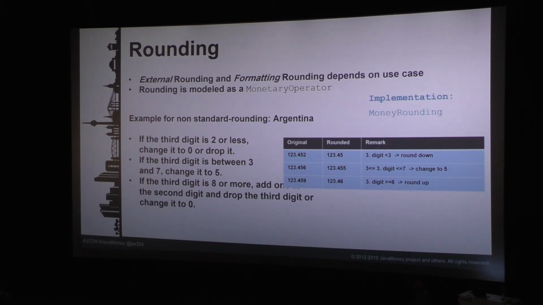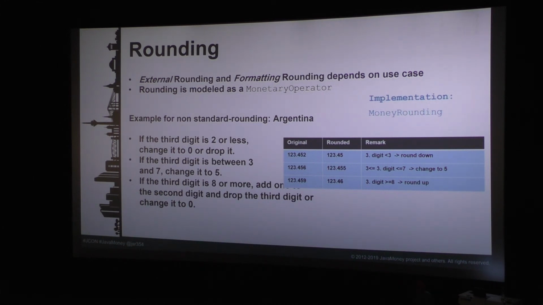And there are even special countries here, like Argentina, that use a non-mathematical rounding, where there are rules defined so that in some cases things get rounded down. In other cases, things get rounded down as well, but with an additional digit. And in that case, they get rounded up again. There is no mathematical rule where this fits in, so you have to implement that somehow manually. That's one of the limits where the JDK fails to map these things. And also there is no differentiation in the JDK between cash rounding and non-cash rounding, for example.